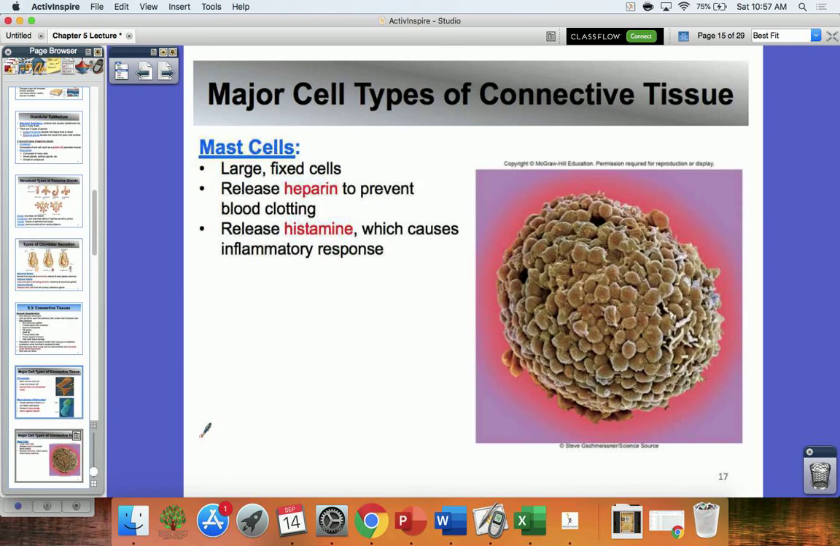And the other type of connective tissue cell is a mast cell. Mast cells are going to be responsible for secreting or releasing heparin. And heparin is what is there within the body to help with blood clotting. It helps to stimulate the blood clotting process.